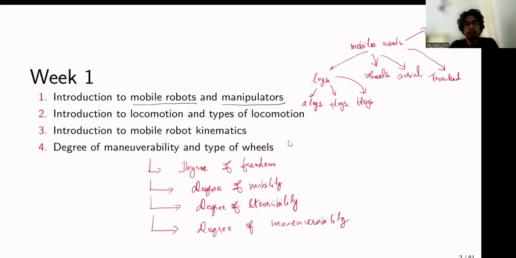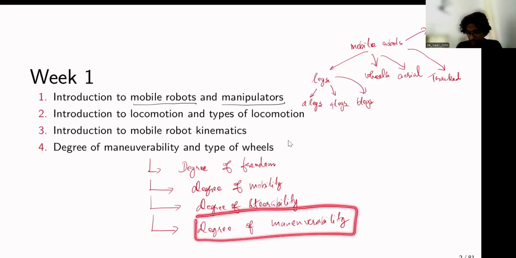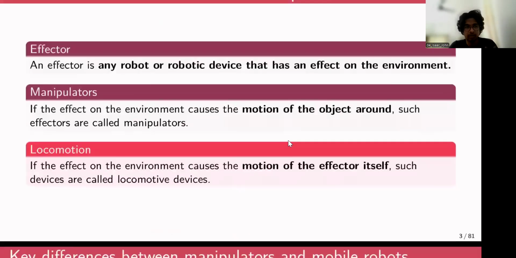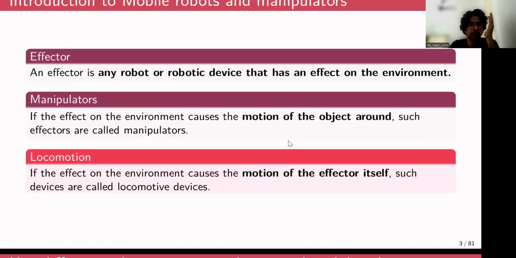And the main distinctive feature, or the way you can classify all of the types that we have considered, is that you can characterize them based on their degree of maneuverability. So we'll discuss more on that when we go on to week two. But for now, we'll just briefly go through some of the key terms that we have encountered in week one.